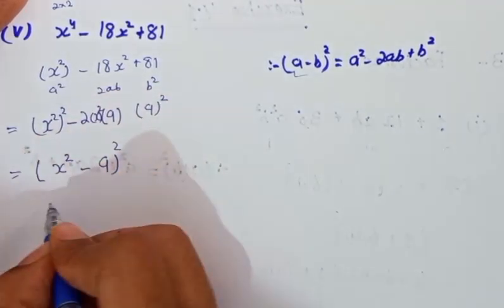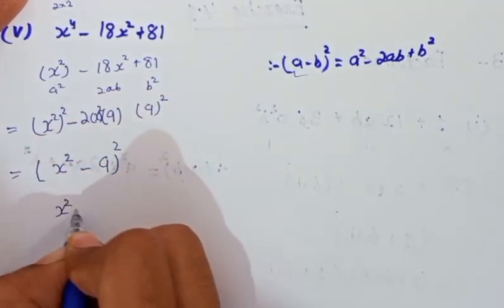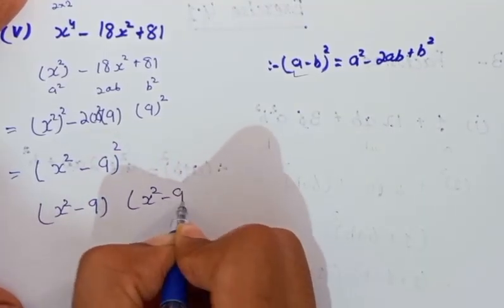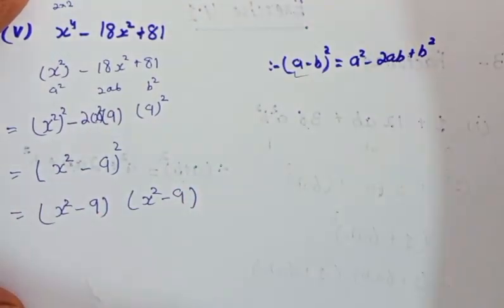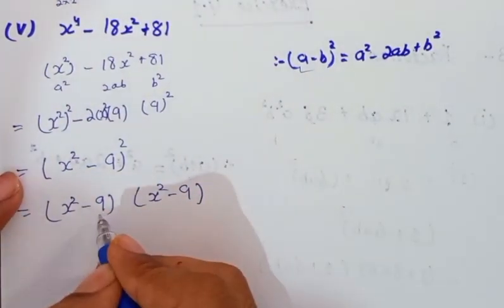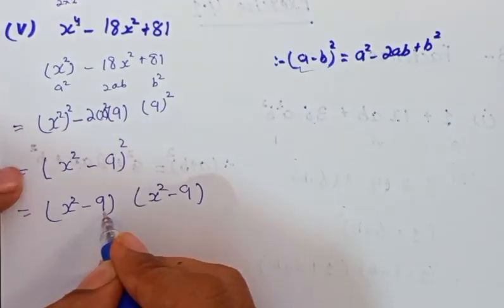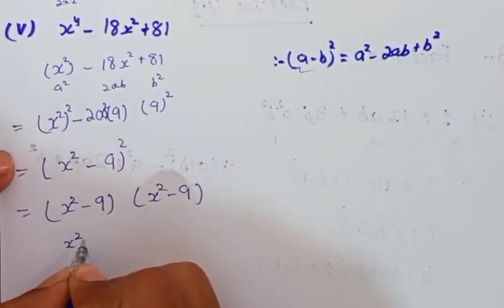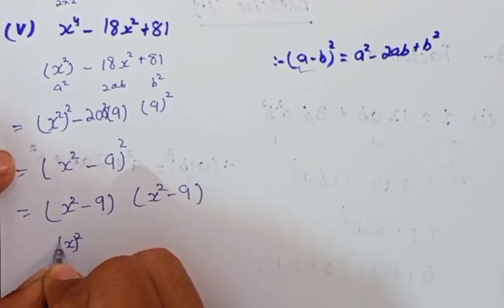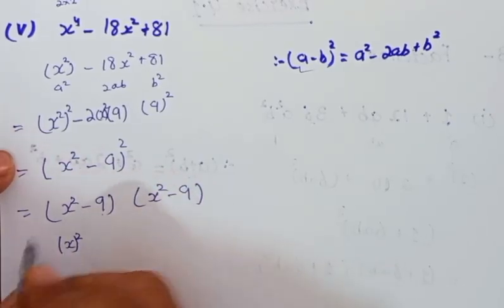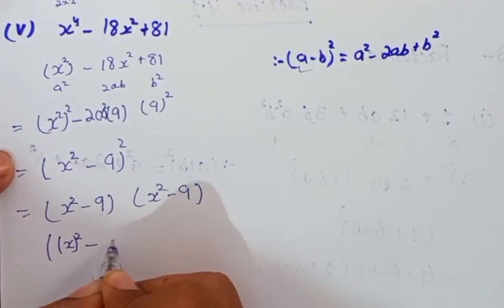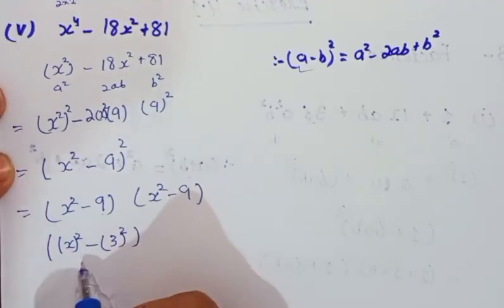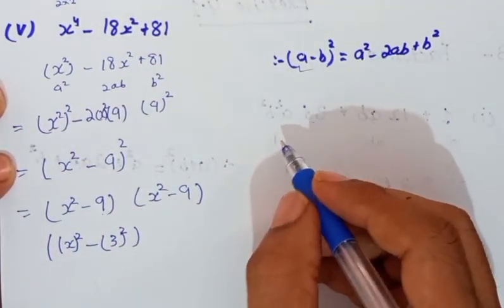So I can also expand it further. This will be x square minus 9, x square minus 9. As you know, this 9 is the perfect square of 3, so I'll write it further. Bracket x square, bracket, minus 3 square. By seeing this form, you will apply this formula.